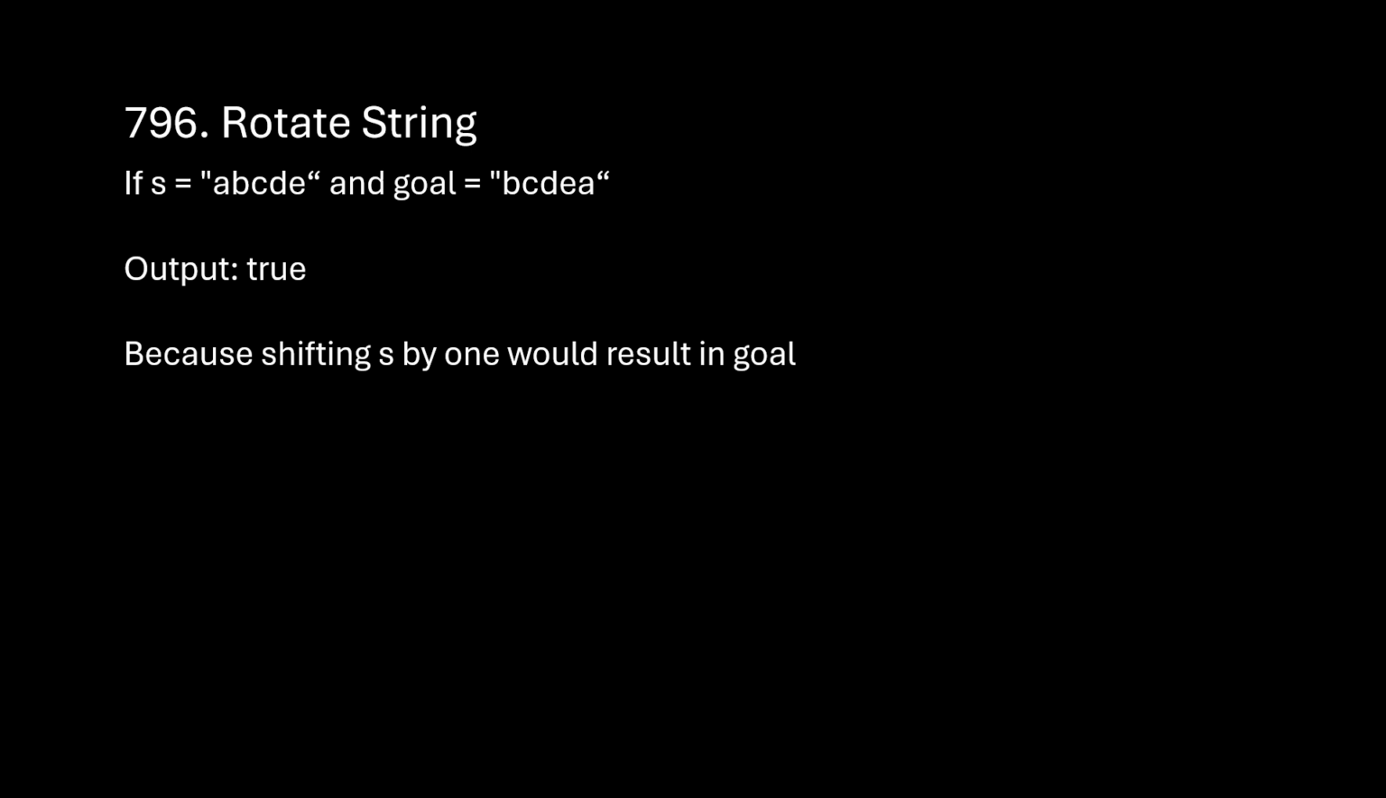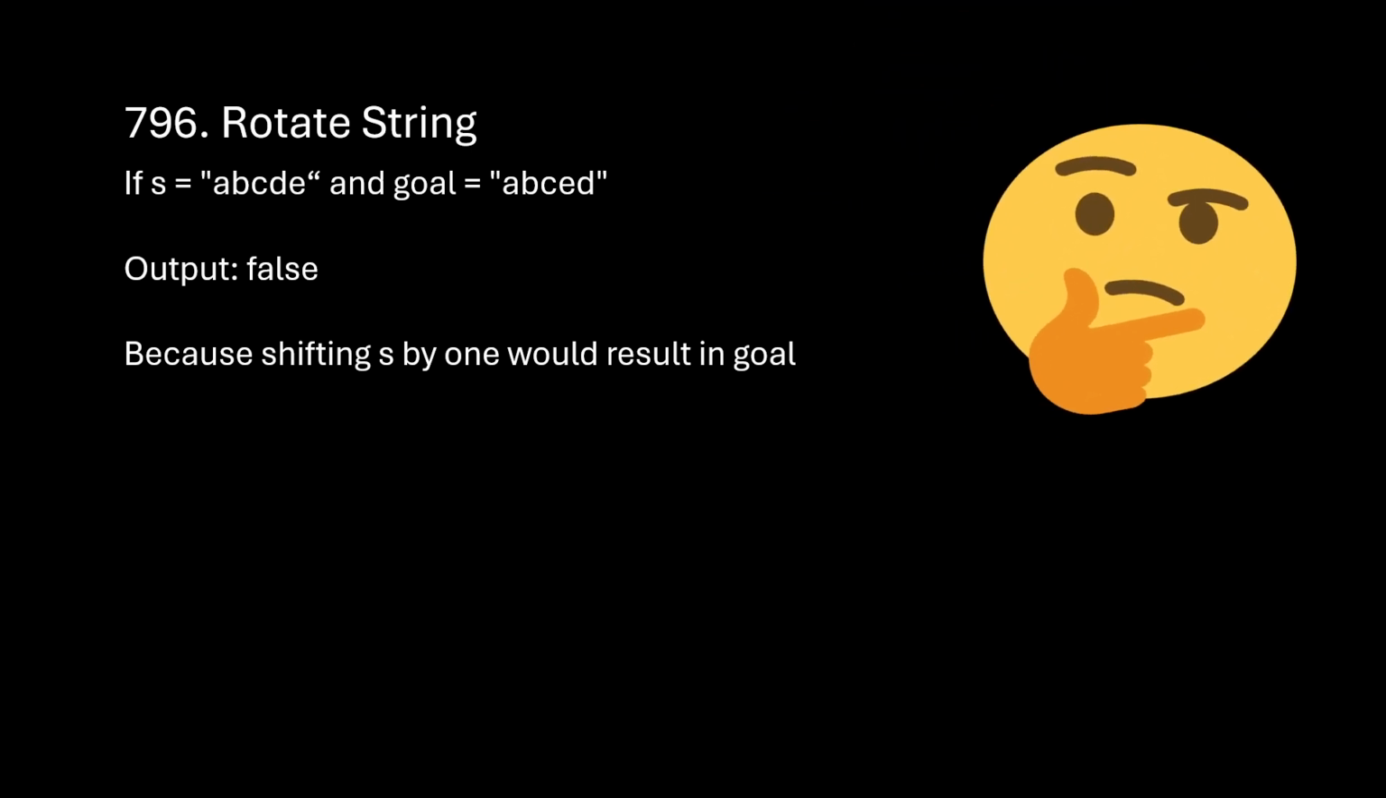And it also gives another example in the problem, the false. As you can see, E and D have swapped in this example. So there's no amount of shifting that will ever result in this outcome. So this is obviously false. No amount of shifting can rotate this string. The question is, how do we even solve this problem?